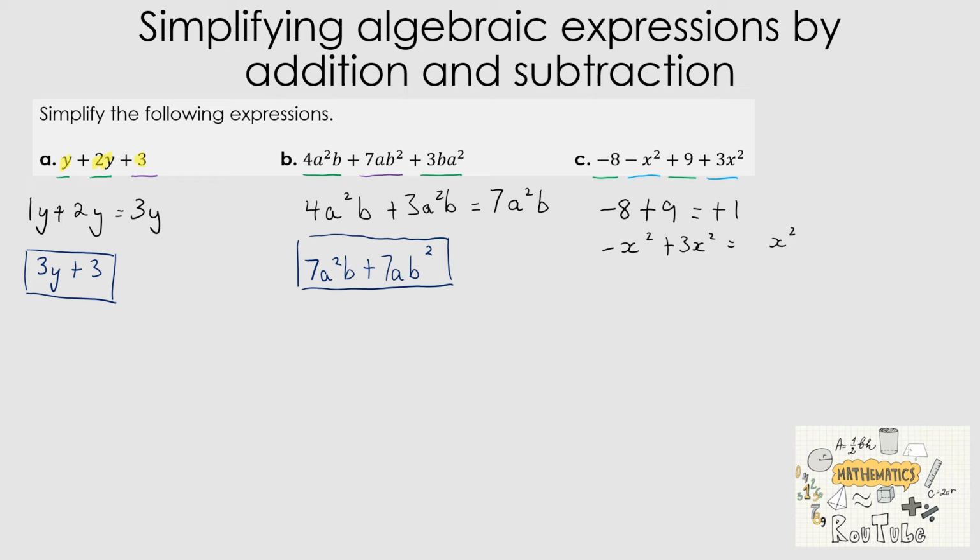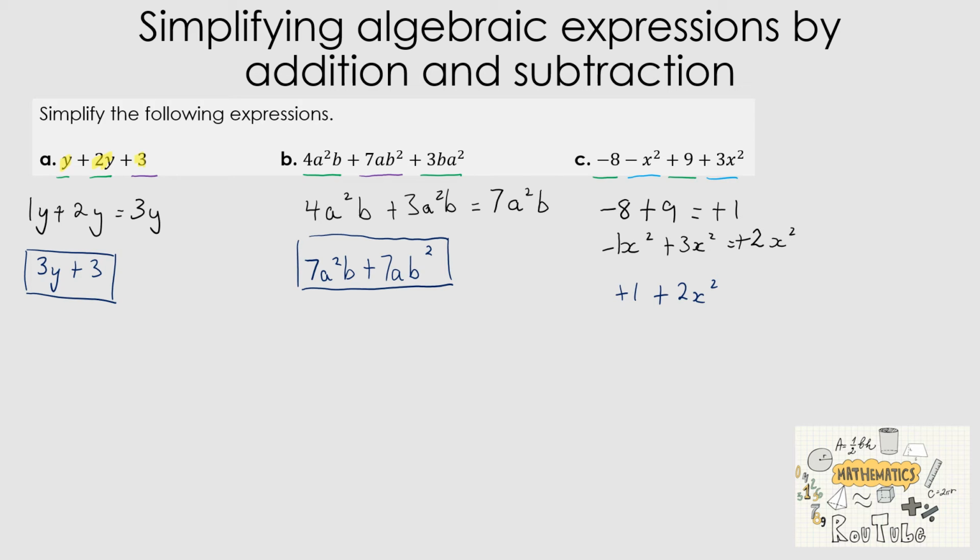So -x squared just means that we have -1x squared. So therefore, we're just going to add the coefficients. So -1 plus 3 should hopefully give us +2x squared. And then now we can bring both of our answers together. Now, generally, I'll write it as we see it. So we've got +1 plus 2x squared, which is totally fine.